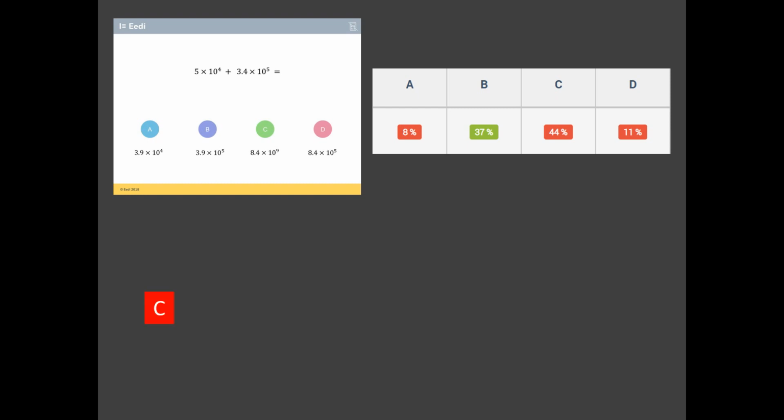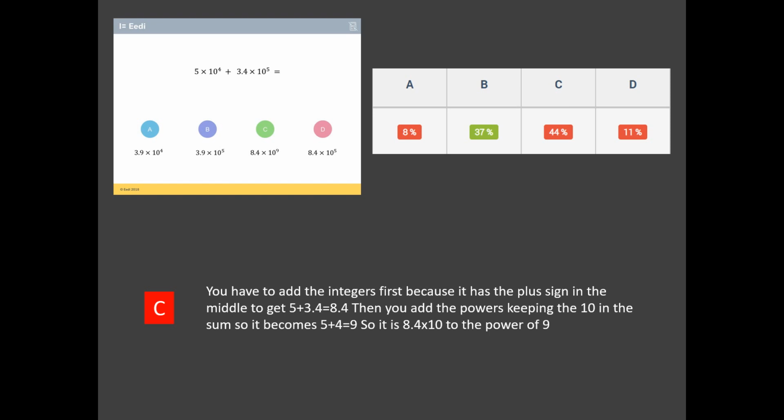Well, let's have a look at a student explanation. You've got to add the integers first, because it has a plus sign. So you can see what they've done there. 5 plus 3.4 gives 8.4. And then you add the powers. 4 plus 5 gives you 9. Now, wow, that's a student who's just grasping onto a rule, and it's not right. That's not how it works with these kind of questions.